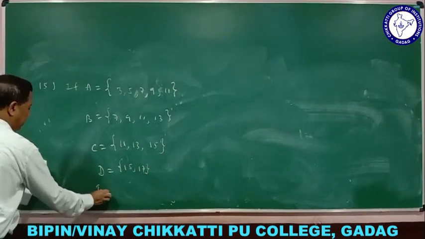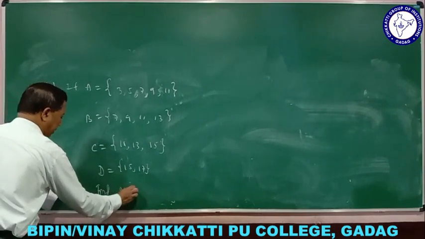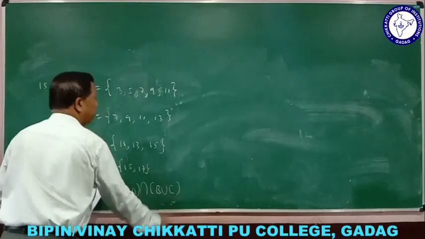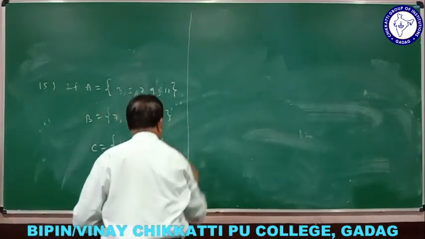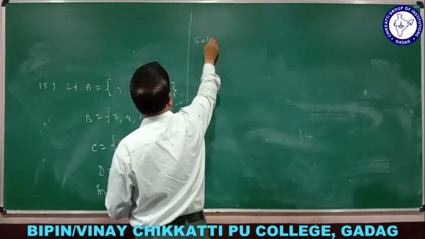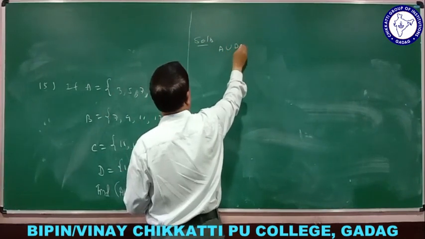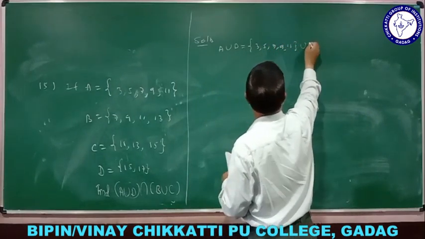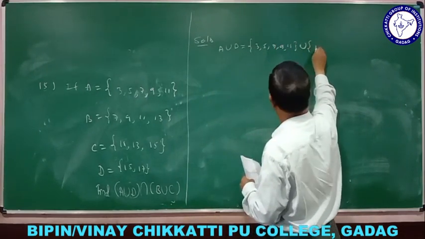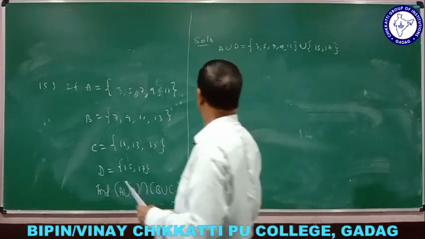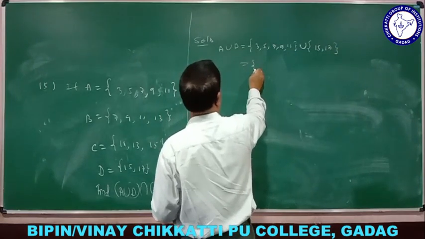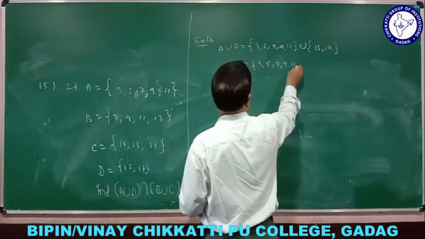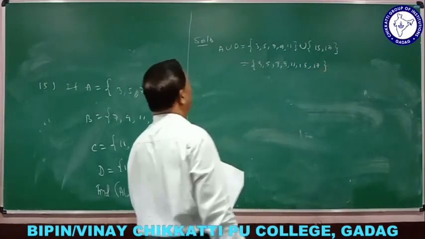Find, what is the question now? (A union D) intersection (B union C). How to find this finally? First, A union D has to be found. Solution: A is {3, 5, 7, 9, 11}, union D is {15, 17}. Union means all elements, not repeating, each taken only once: 3, 5, 7, 9, 11, 15, 17. So this is A union D.